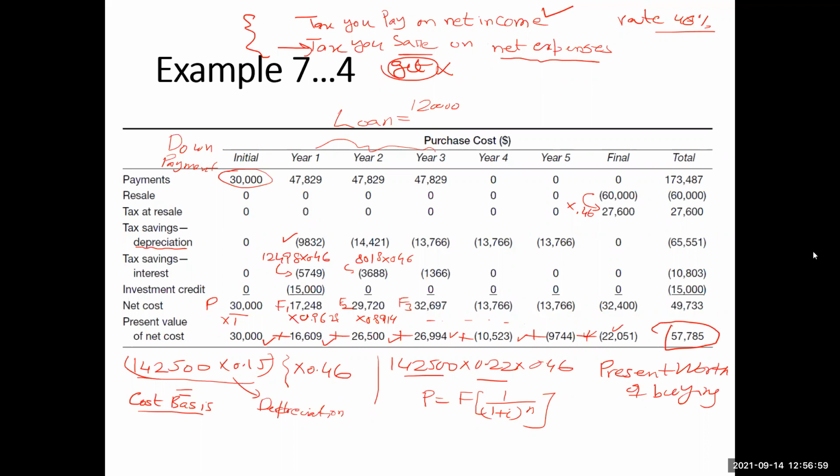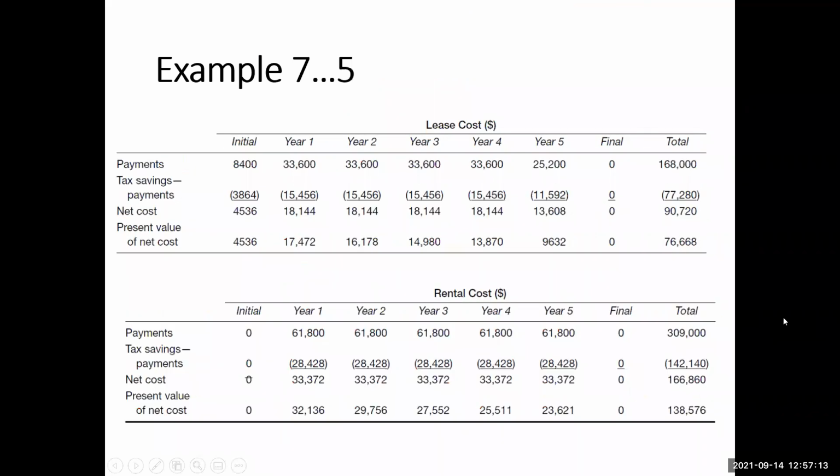So this is the figure for our comparison, $57,785. This is one figure which we get from the buying option, and the other figure which we are going to get is from the leasing option.